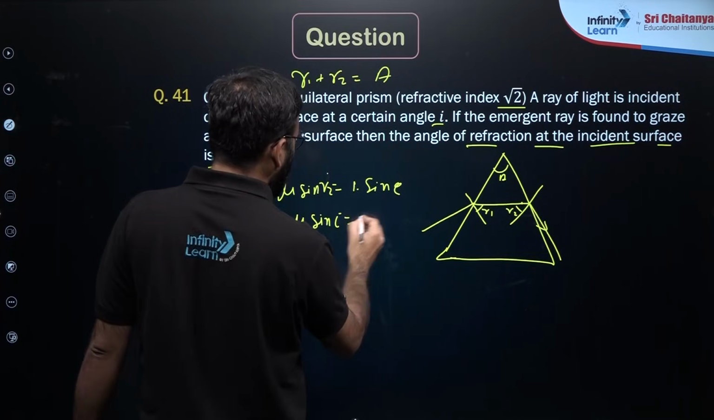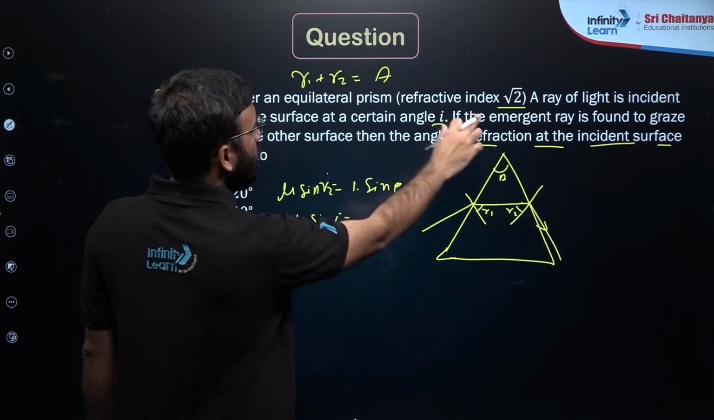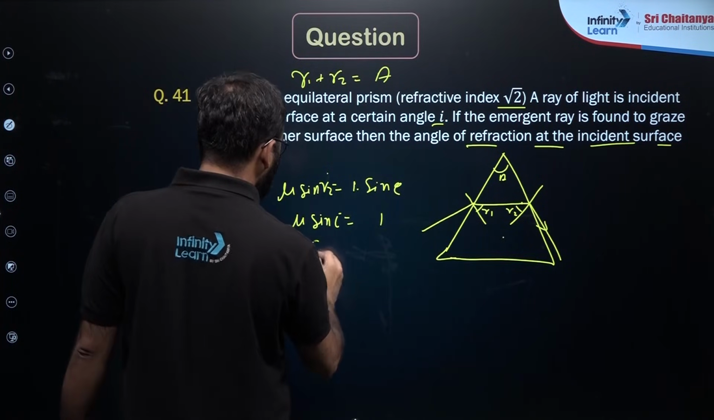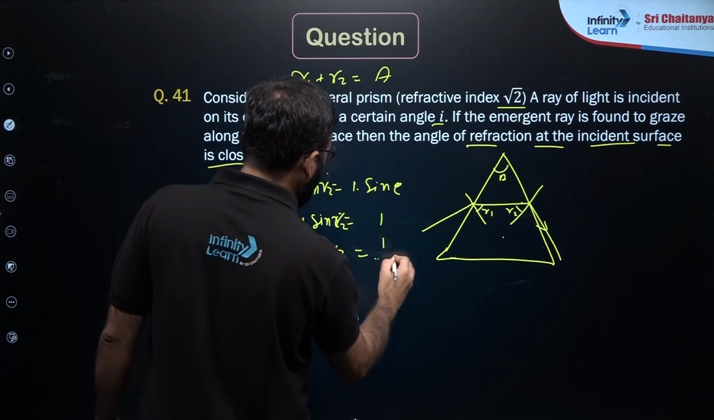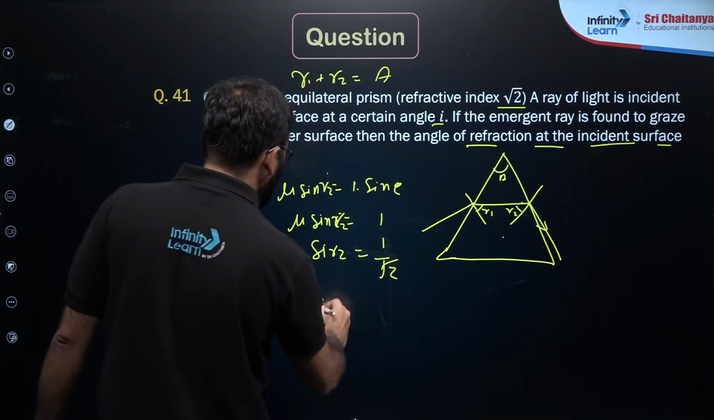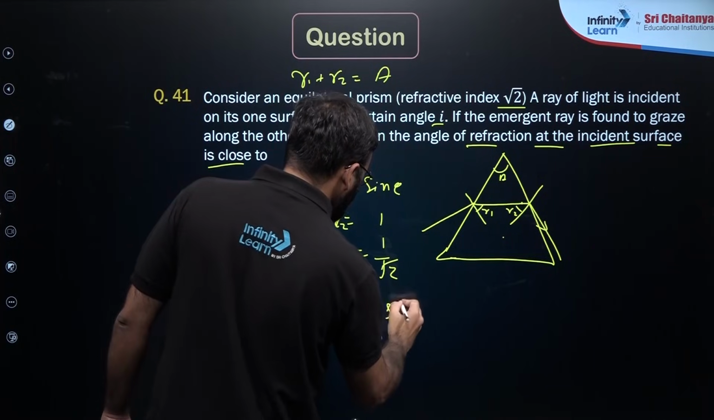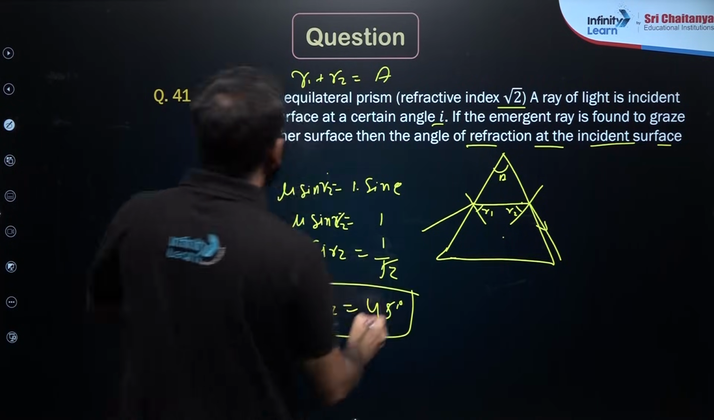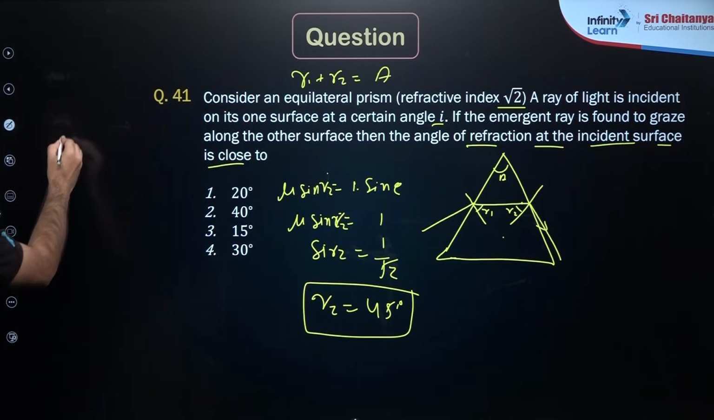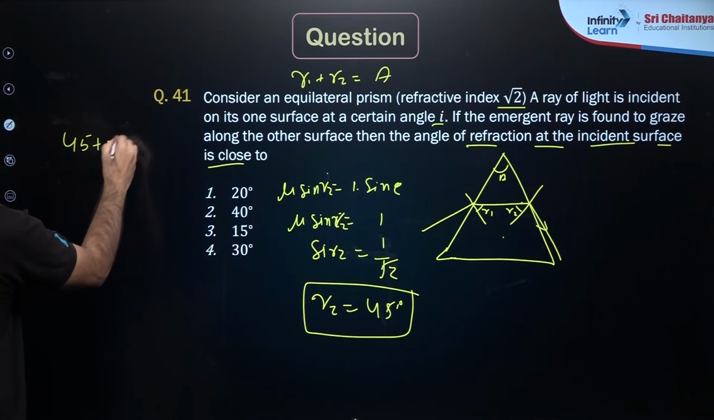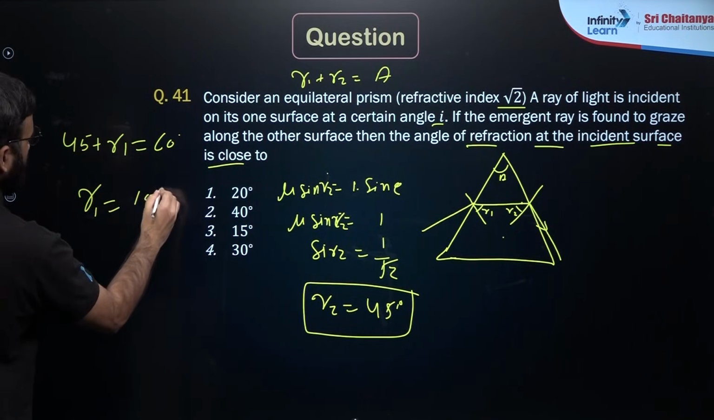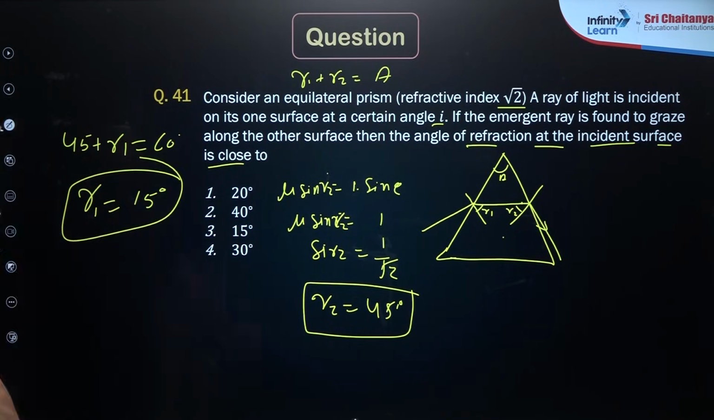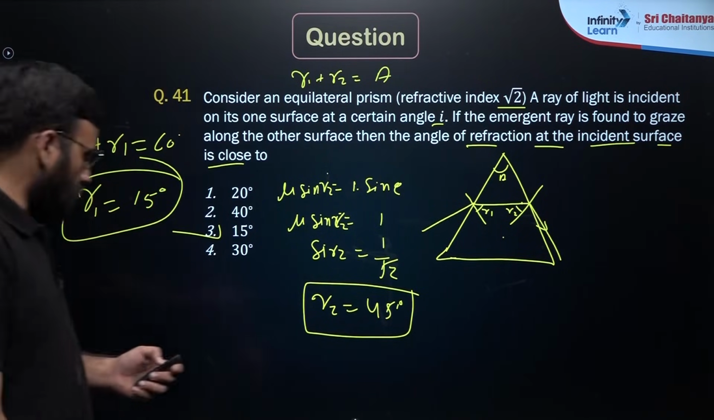Okay, so 1 equals mu sin r2, and the refractive index of this one is root 2. So sin r2 equals to 1 by root 2. So r2 equals to, you can get 45 degrees. So r2 value you can put here. So 45 plus r1 equals to 60 degrees. So r1 is 15 degrees, beta. Okay, so option third is your correct answer, beta. Okay, so we will move to the next one.